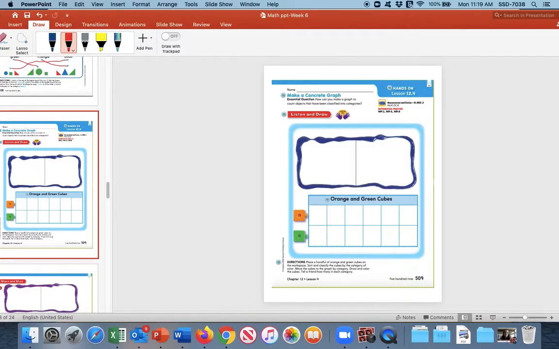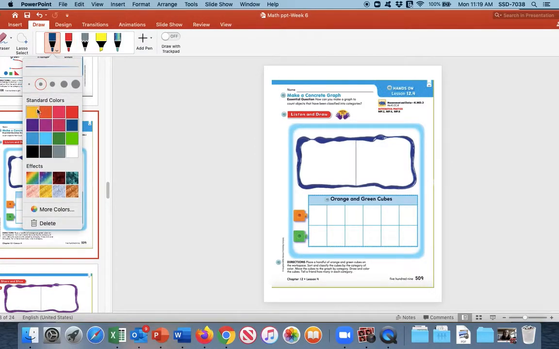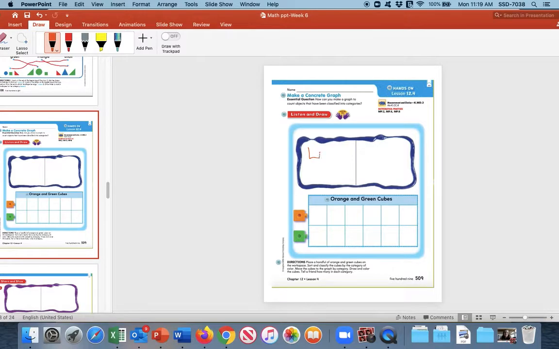So we decided that we had 4 orange. Now, I don't know if I have an orange. Let's see. I guess this is orange. I'm going to try this. So I'm going to draw, and you can go ahead and do it with me now if you didn't already do it. And draw 4 orange cubes.